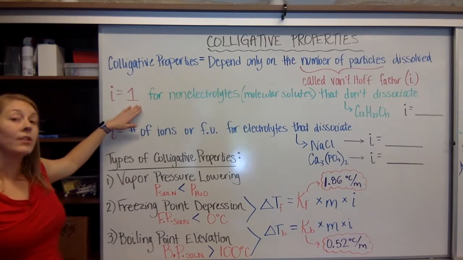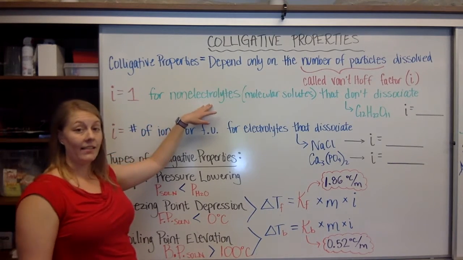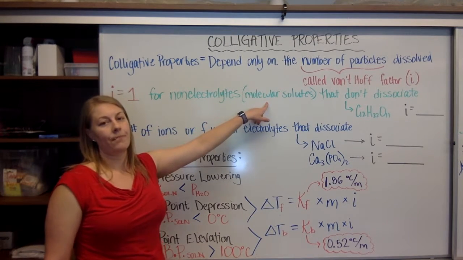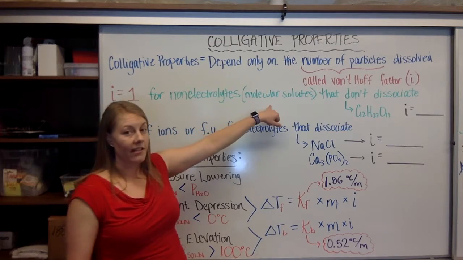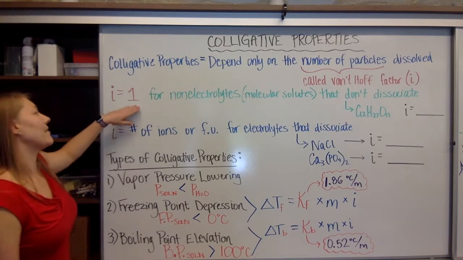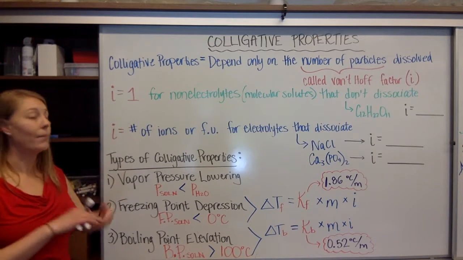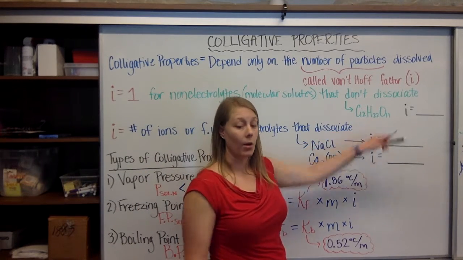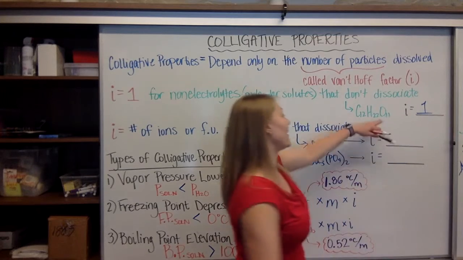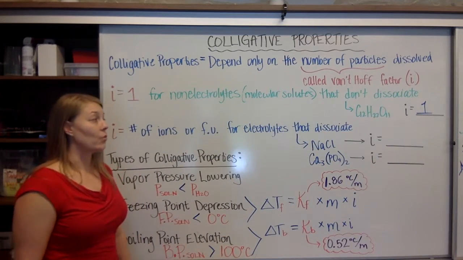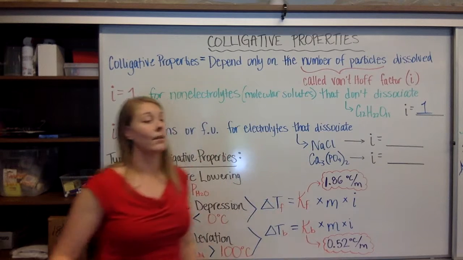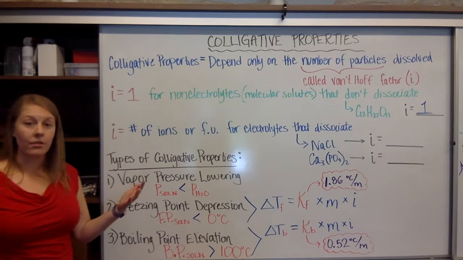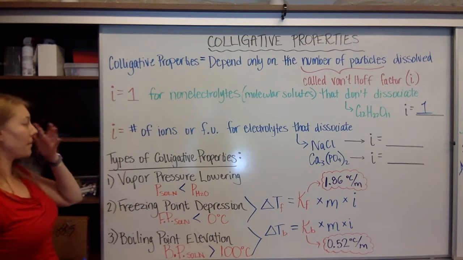If you have something that's not going to break up into its ions, so non-electrolytes, they don't break up into their ions because they aren't made of ions. They're molecular solutes. If you have non-electrolytes or molecular solutes that don't dissociate, then i is going to equal 1, every time. There is no unit for this, it's just i equals 1. So for table sugar here, C12H22O11, i is equal to 1, because this is a molecular solute. We know it's molecular because there are no metals in it, no cations in it. It's only made of nonmetals, so that is a covalent compound, molecular compound, same thing.